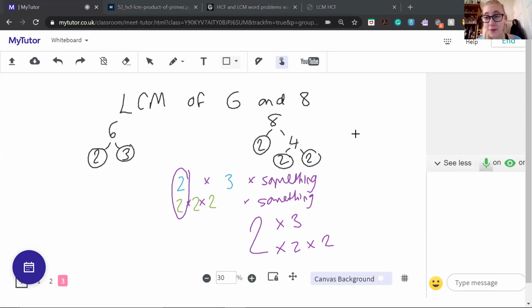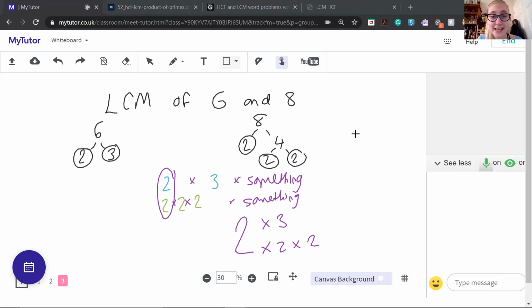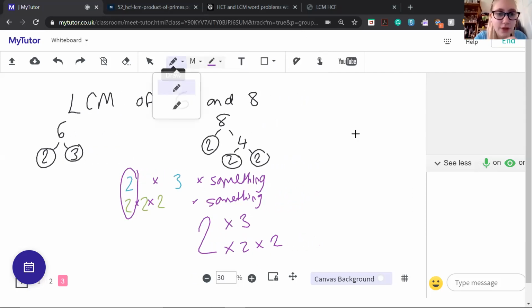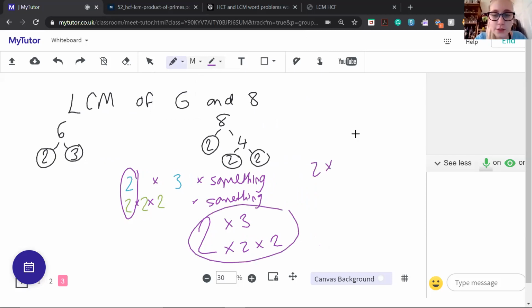Don't worry if you're not following at the moment. I think a couple of you are, which is really great. What this means then is because we've shared that 2, it's going to be exactly what this is: 2 times 3 times 2 times 2, which is equal to 24.